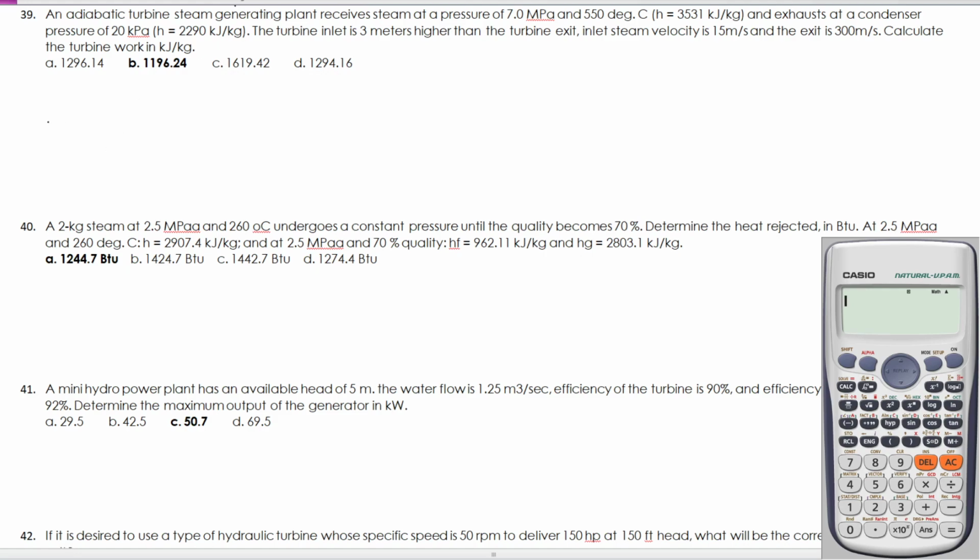Ayun, so drawing natin si steam turbine. So, ito si steam turbine. So, let us say ito yung entrance at point 1 at ito yung exit at point 2. So, dito sa entrance niya, meron siyang given na enthalpy, meron siyang given elevation, meron siyang given velocity. Dito sa exit naman ng steam turbine, ganun din. Meron din given na enthalpy, elevation, at saka velocity. Okay? So, ang hinahanap natin dito is the turbine work per unit mass in kilojoules per kilogram.